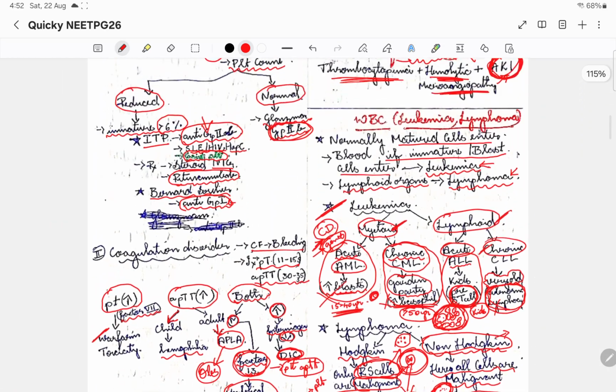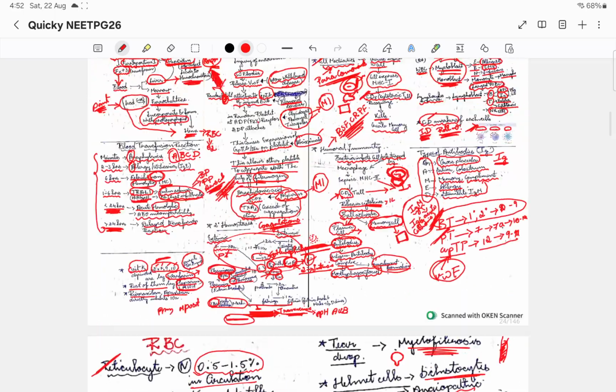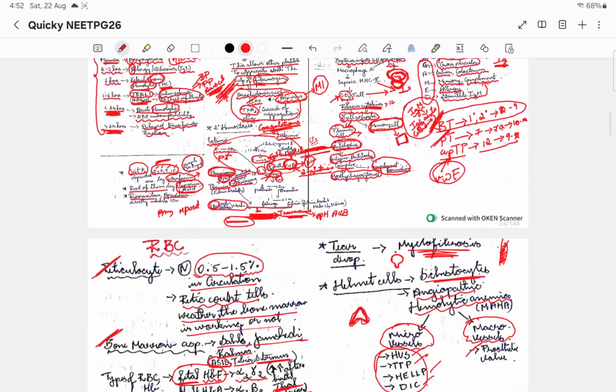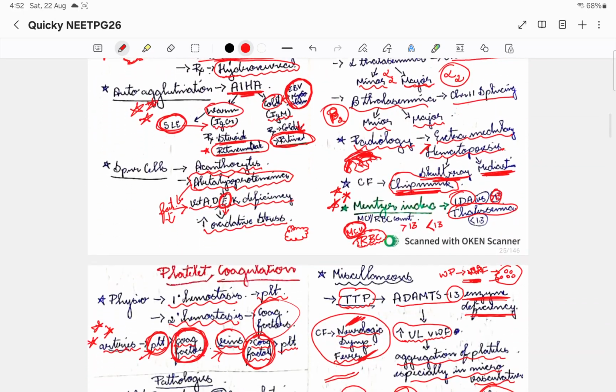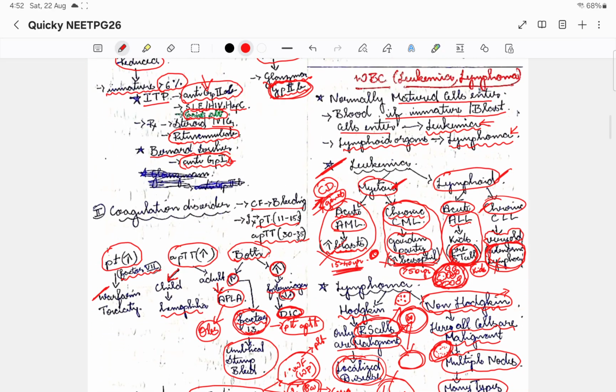This is all and everything that you guys need to know with respect to hematology. I've discussed all the physiologies, all the RBC pathologies, the platelet and coagulation pathologies, and the WBC leukemias and lymphomas.